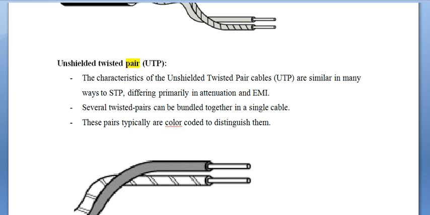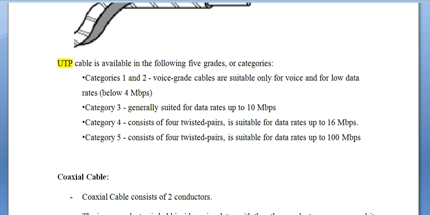Unshielded twisted pair, UTP. The characteristics of the unshielded twisted pair cables, UTP, are similar in many ways to STP, differing primarily in attenuation and EMI. Several twisted pairs can be bundled together in a single cable. These pairs typically are color-coded to distinguish them. UTP cable is available in the following 5 grades, or categories.